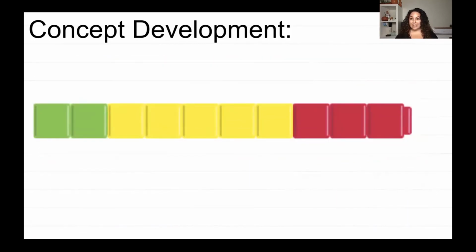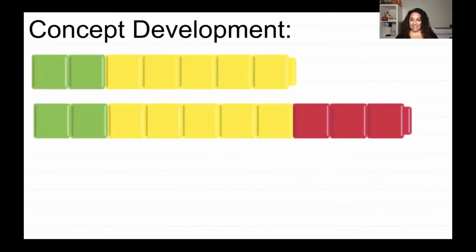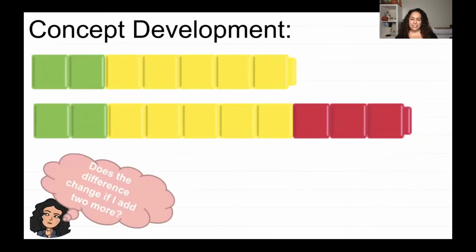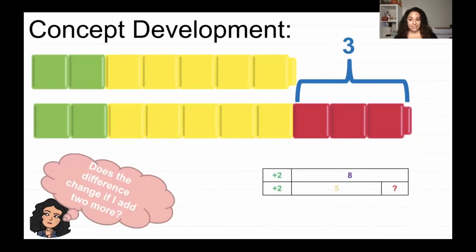Oh, now I added 2 green. And I added 2 green there. Does the difference change if I add 2 more? Well, if you look at my difference, did it change? No, it's still the same. It's still 3. So if I look at my tape diagram, you can see that I have 8 and 5, and then I just added 2, but my difference is still the same. It's still 3.